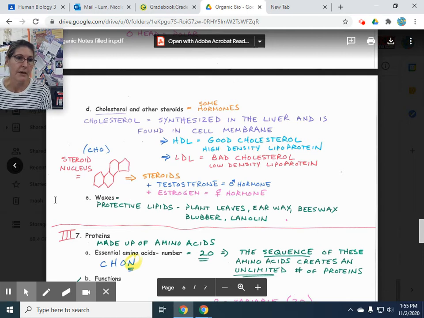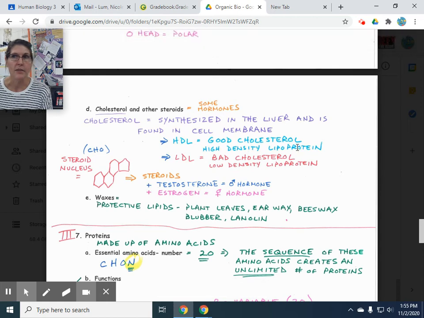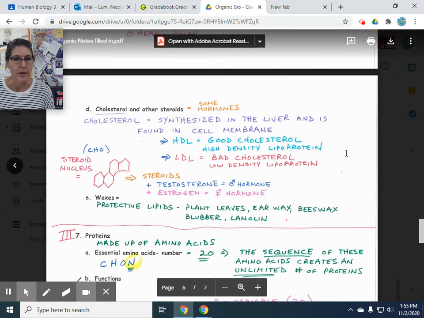The last little grouping that we have here is waxes. Waxes are more like your protective lipids. Plants, if you think about leaves, they actually have a protective wax coating on them. You can scrape it off on a lot of your leaves. It's going to protect them from dehydration, especially during the warm months. Think about plants that are more desert-based. They might have a higher wax content on the outside so they don't dehydrate. Your earwax, it has a purpose. It's protecting your ear canal. Beeswax, blubber, lanolin that we find in wool of the sheep are all protective waxes that organisms are able to create. They are all within that lipid category.